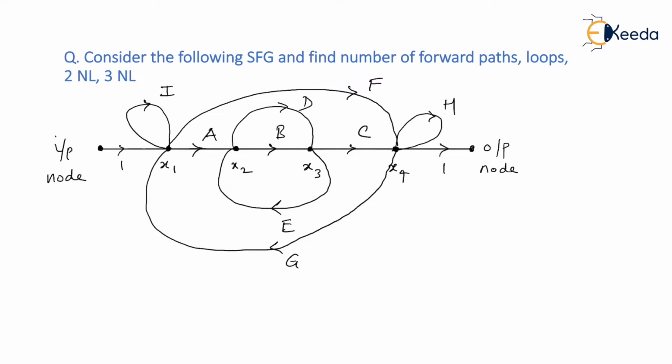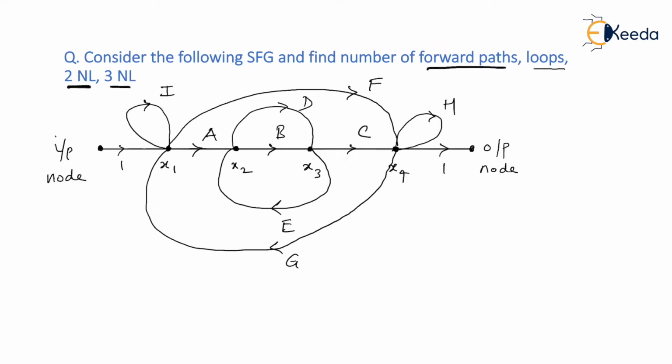So let us consider this problem where SFG is given, and by observing the SFG you have to find forward paths, loops, two non-touching loops and three non-touching loops. So look at the question. You have to find forward paths, loops, and after that two non-touching loops and three non-touching loops as well. Let us begin with our forward paths.